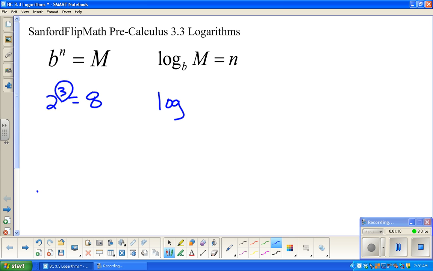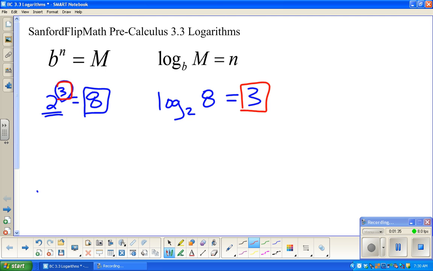So you start out with log, that's short for logarithm, and then you put the base in the bottom, and then whatever the answer from that exponent was goes in. That's what the operator is operating on. That is the argument of the log function. And then it's equal to whatever the exponent is.